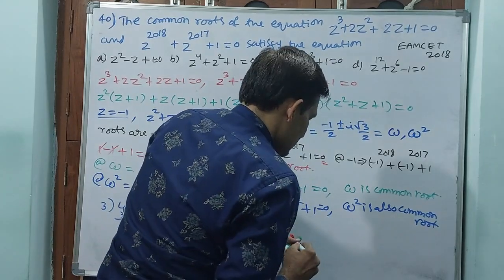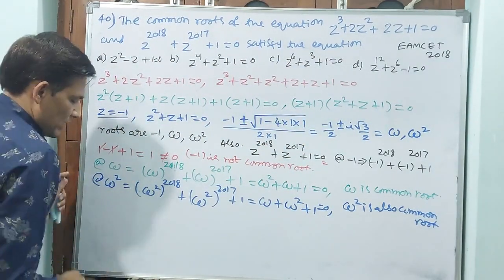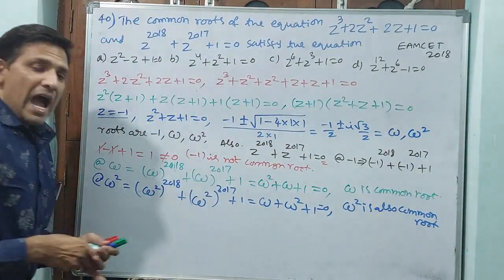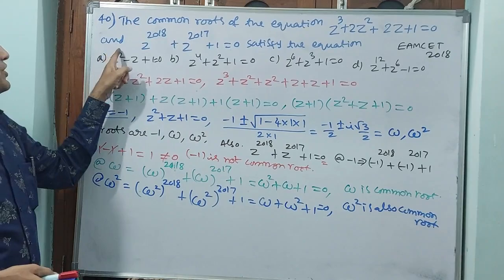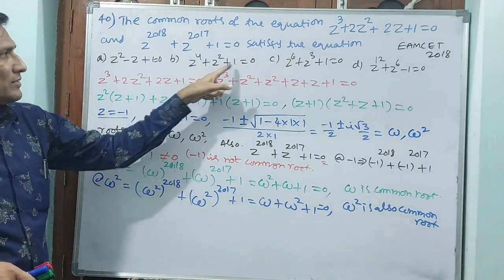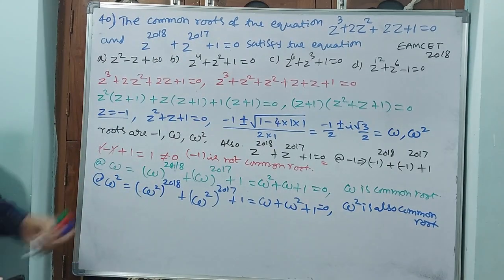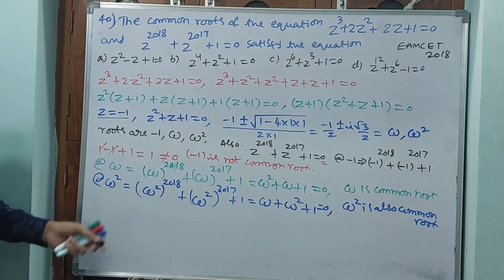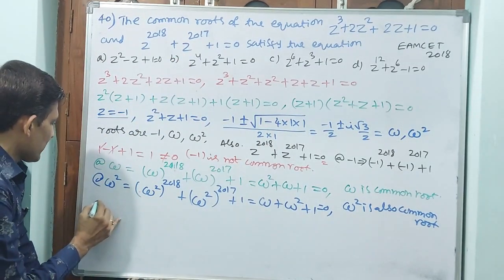You understand this? Now how we have derived these common roots, you understand now? Now our motto is this: omega and omega square, the common roots, you have to substitute in each equation. I don't have that much time. I am substituting in this second one. This is the answer B. See what I am doing. Z to the power of 4. See, both you have to substitute, omega and omega square. First I am substituting.